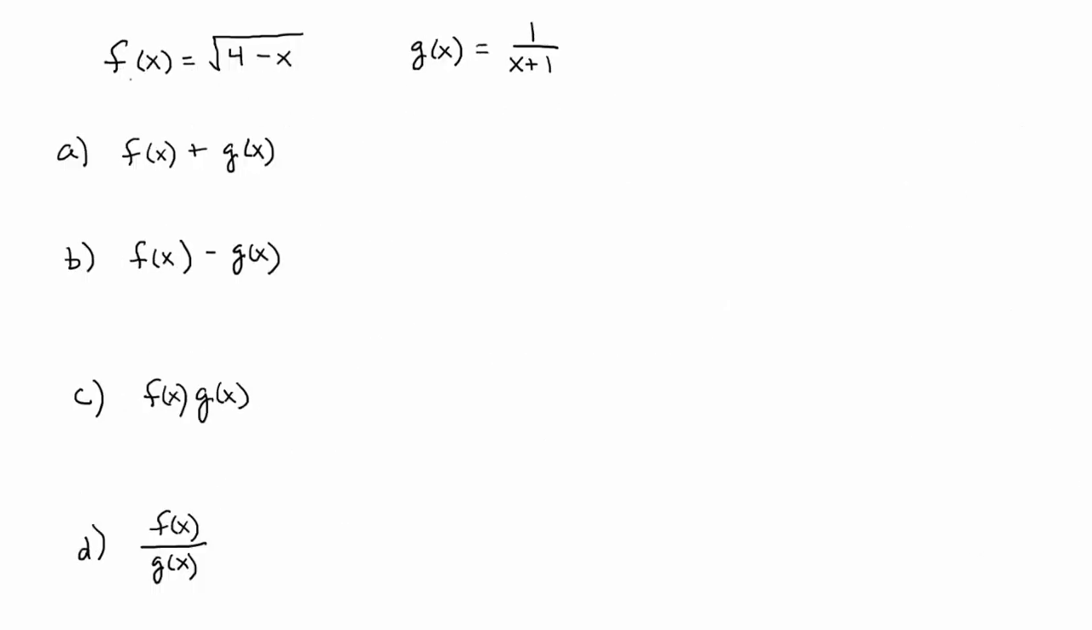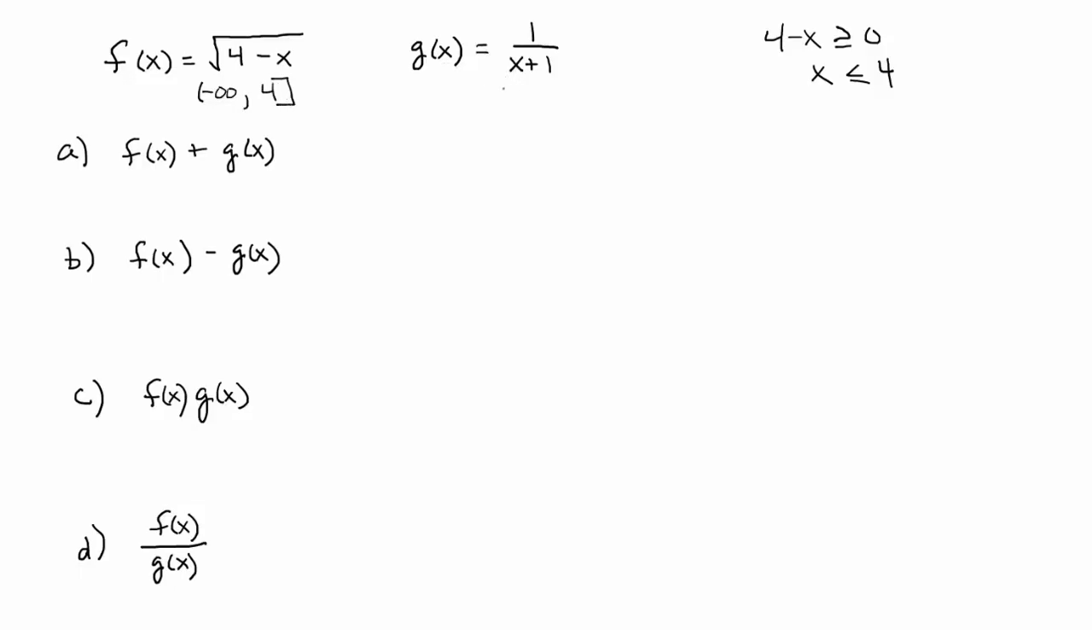In the next example, f of x is equal to the square root of 4 minus x, and g of x is equal to 1 over x plus 1. So the domain of f of x is everywhere where 4 minus x is non-negative. So we would have 4 minus x has to be greater than or equal to 0. So x has to be less than or equal to 4. And so our domain here of f of x would be negative infinity to 4.